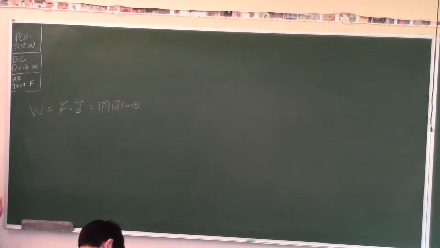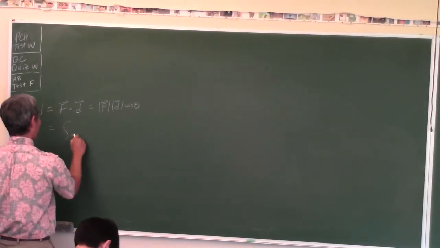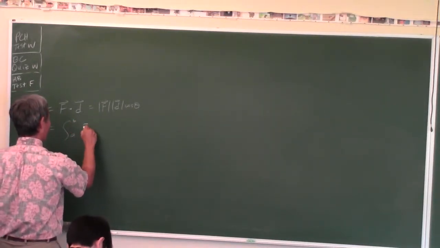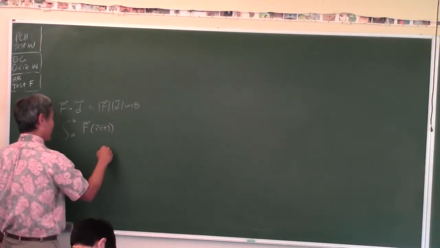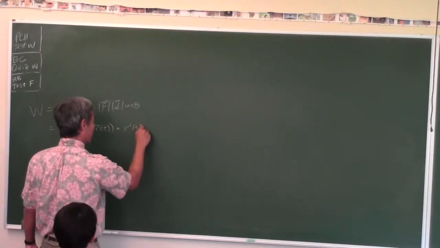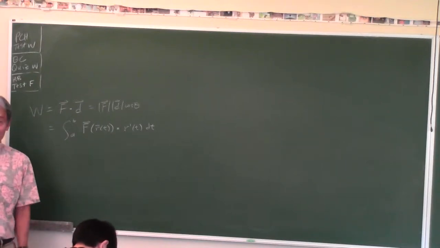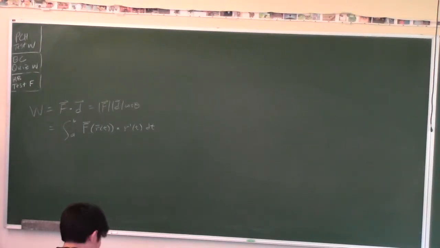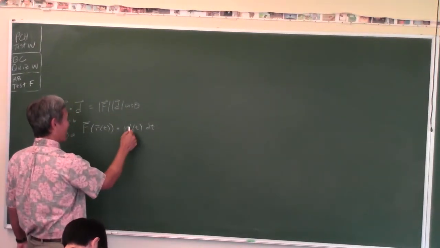But what would happen, like I told you, if the force and the displacement are not constant? Well, we have a line integral. If you look in your book, work is equal to the integral from A to B of F of r of t dot r prime of t dt. That's it? Yep. But if you think about it, it's the same thing, because what is r prime?